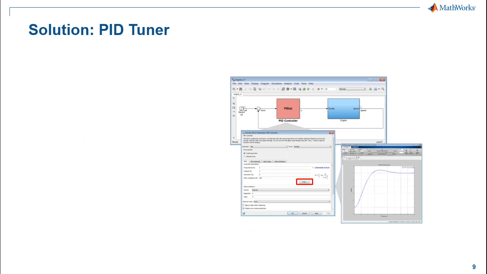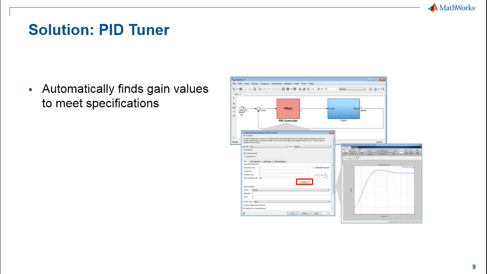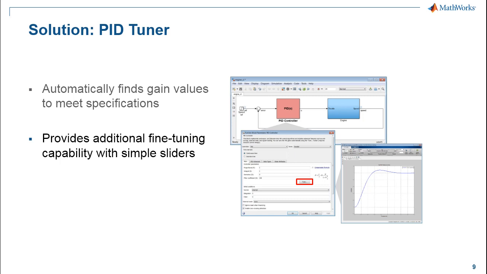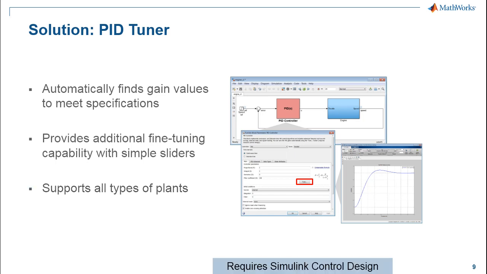Our solution is a special PID tuning algorithm and an app user interface that makes it easy to use this algorithm. The PID tuner that we offer automatically finds gain values to meet specifications. It provides easy fine-tuning capabilities by giving you just two simple sliders to use. And it supports all types of plants, stable or unstable, plants with time delay or with no time delay. PID Tuner ships in Simulink Control Design.